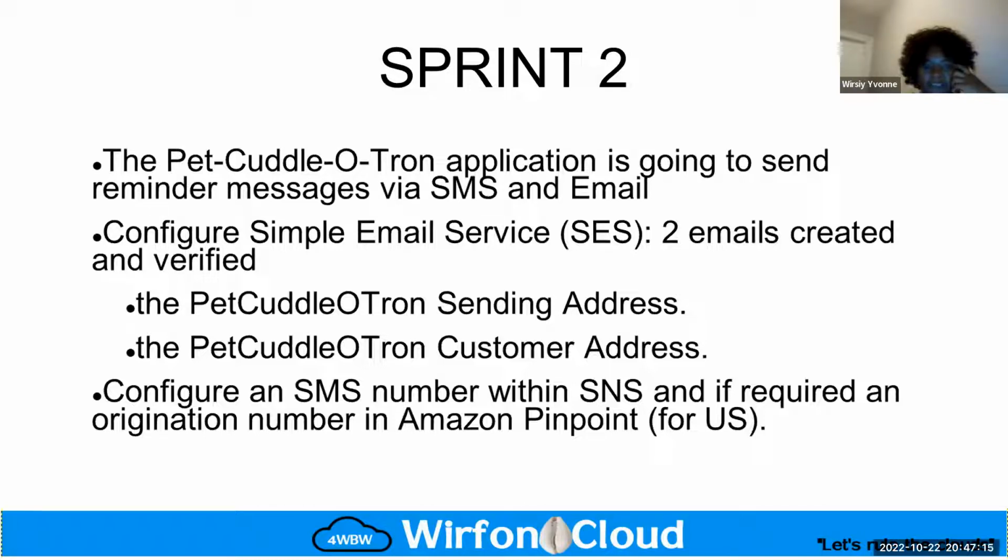But at this stage, sometimes it's a little bit tricky for some countries, because it's not as straightforward as in other countries. Like in the US, you need to create an origination number using the Amazon Pinpoint service. This number comes with additional costs. But when you create the number and verify it, the process is the same as in the other countries. So in the US, it's not very straightforward; you have to use the Pinpoint service to configure the SMS number.